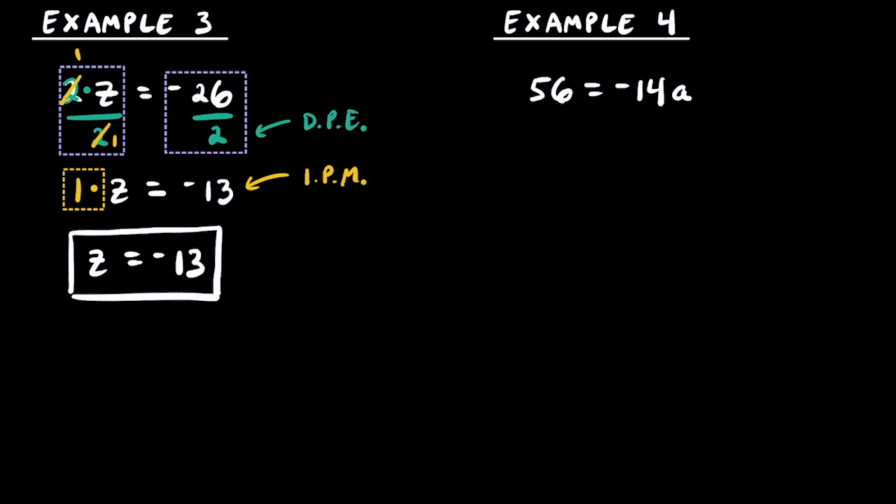For example 4, we have the equation 56 is equal to negative 14a, or negative 14 times a.